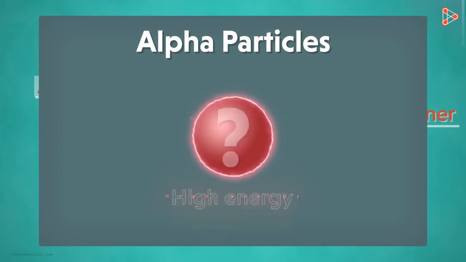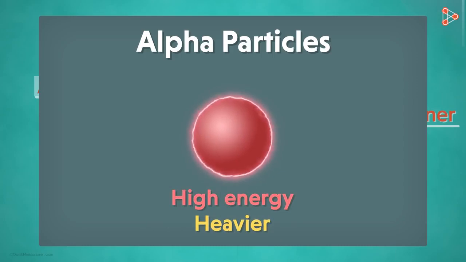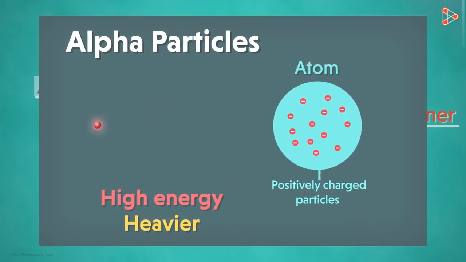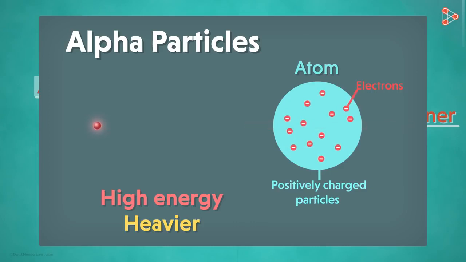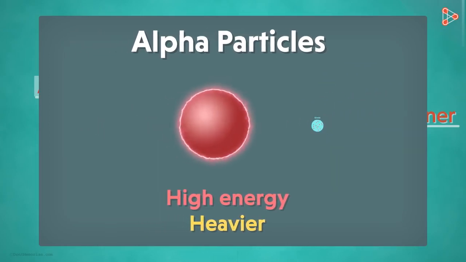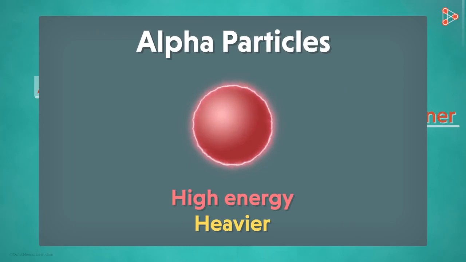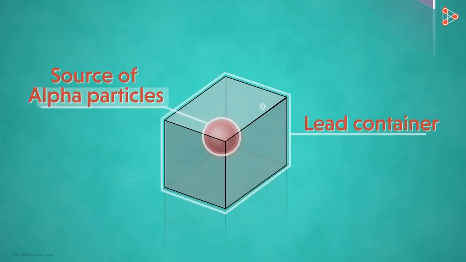Well, the alpha particles had high energy and were heavier as well. So if we say the atom is like a pudding of positively charged particles with electrons embedded in it, then the particles will pass straight through it. This is obvious because the heavier particles will pierce through the lighter pudding structure of the atom and pass through it. This is what Rutherford thought. For this reason, their greater mass and energy compared to the protons made him choose alpha particles for the experiment.